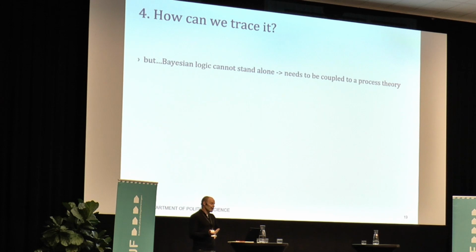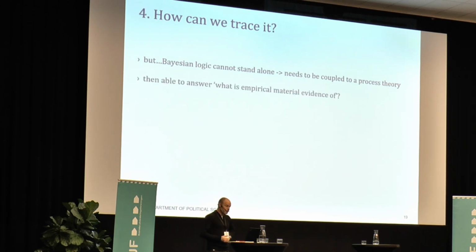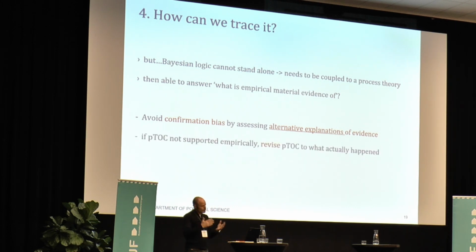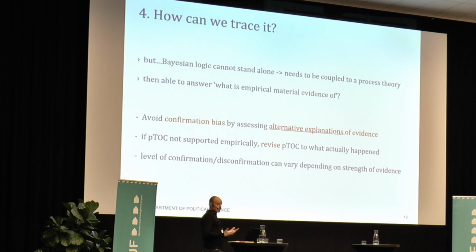But Bayesian logic cannot stand alone. It needs to be coupled with a process theory that can answer the question, which I think is one of the strengths of process tracing, forcing ourselves to be explicit about what this empirical material is actually evidence of. It's that simplified process theory that we're working with. And we avoid confirmation bias by assessing alternative explanations of evidence. If your process theory is not supported empirically, you should revise it to what actually happened. And the level of confirmation or disconfirmation can vary depending upon the strength of the evidence.